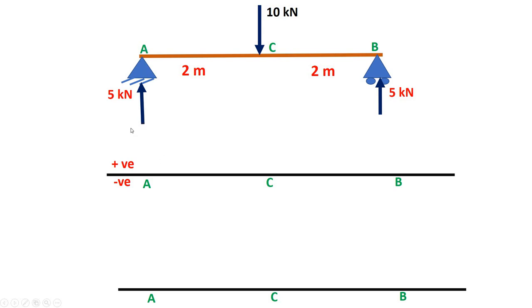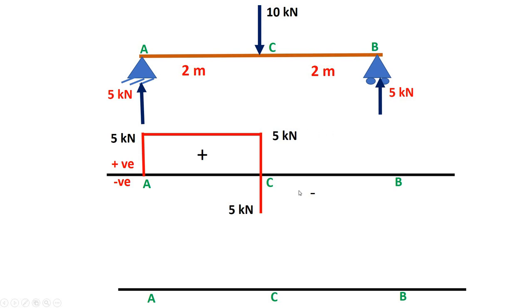Here I have a reaction of 5 kilonewtons, so it will be shown by a vertical line, right? So what about the shear? Shear changes from 0 to 5, right? Now in between A to C we don't have any load, so it will be represented by a horizontal line, right? Again we have a point load of 10 kilonewton, so it is 5 minus 10 and finally the value is minus 5, right? So minus 5 is over here.